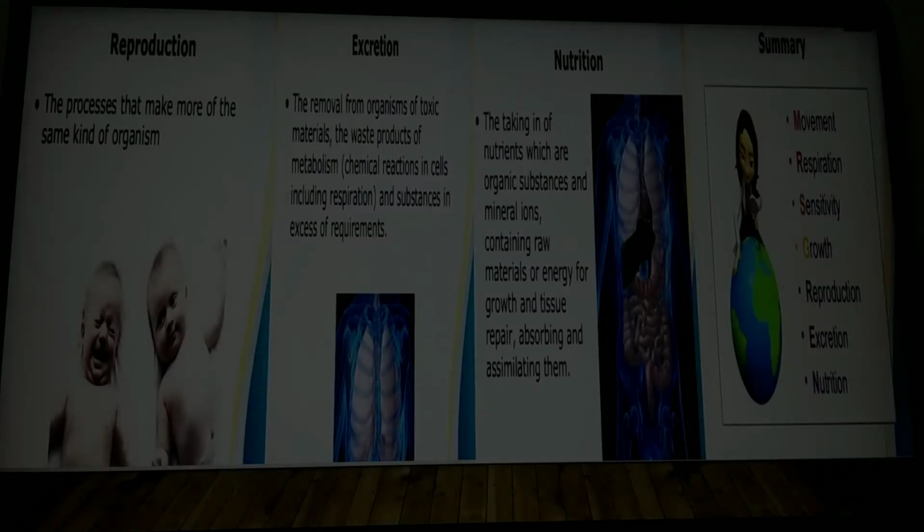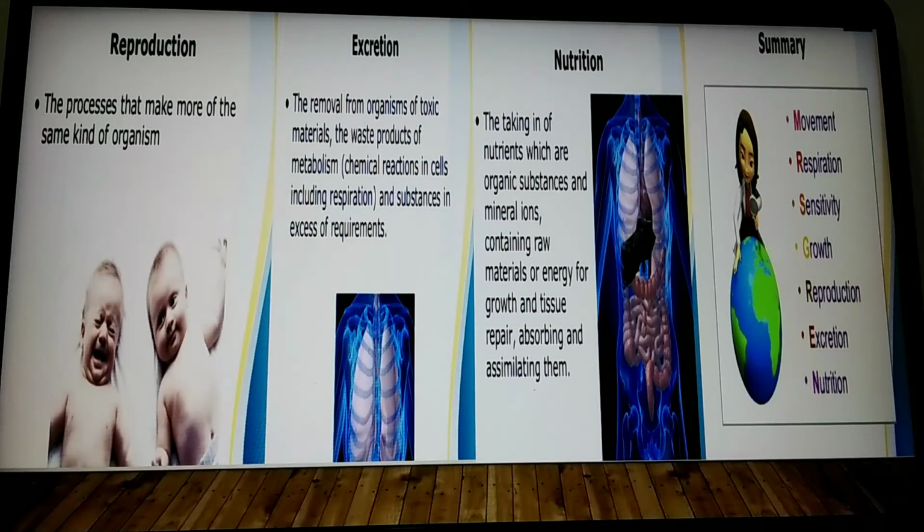Now next is nutrition. Proteins, minerals, vitamins, fats, which contain all the raw materials taken up by us, also give energy for growth and tissue repair, that is absorption and assimilation in the small intestine. This is all called the digestive system, and releasing energy together is nutrition and a balanced diet. Now, coming to what we have studied in the characteristic features of living organisms, once again: sensitivity, growth, reproduction, excretion, and nutrition.